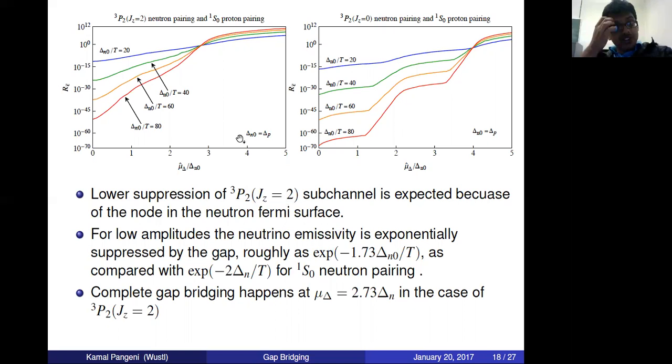But the overall point is, no matter which subchannel you are at, you start with a high suppression due to the gap, and because of the density oscillations, it overcomes the exponential suppression. And the point where this complete gap bridging happens depends on which subchannel you are looking at. If this two subchannel is favorable, then you get the complete gap bridging much earlier. You don't need that high an amplitude of oscillations. If this is the favorable channel, then you need a little bit higher amplitude of compression.